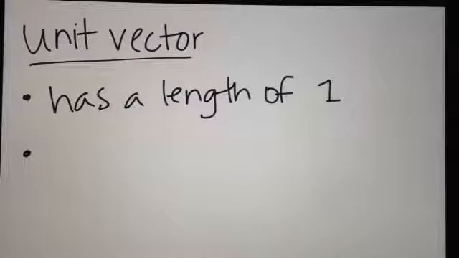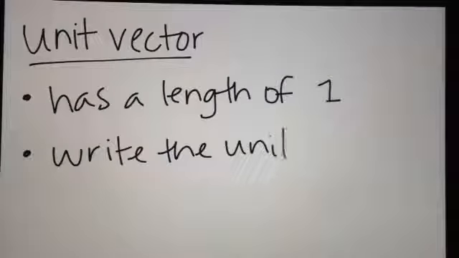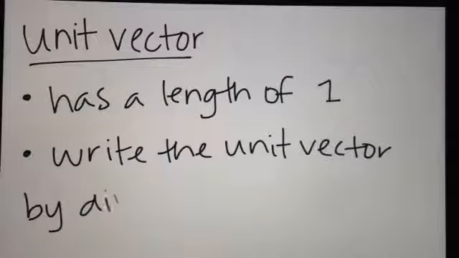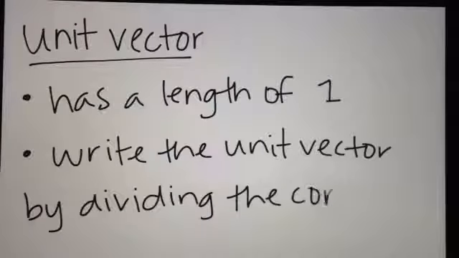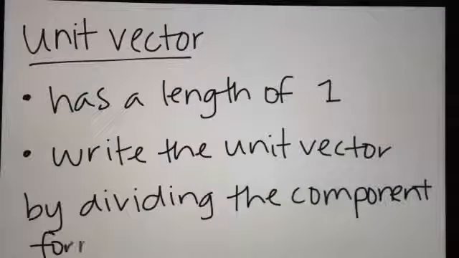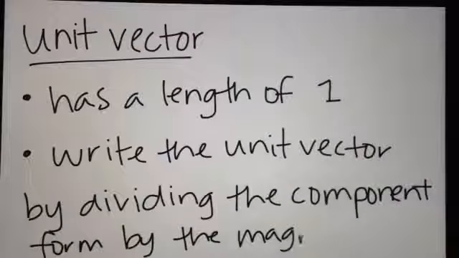And then second, the way that you write the unit vector is by taking the component form and dividing it by the magnitude. So we're going to write the unit vector by dividing the component form by the magnitude, which kind of makes sense, right?